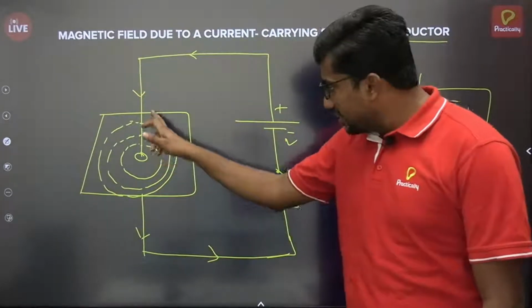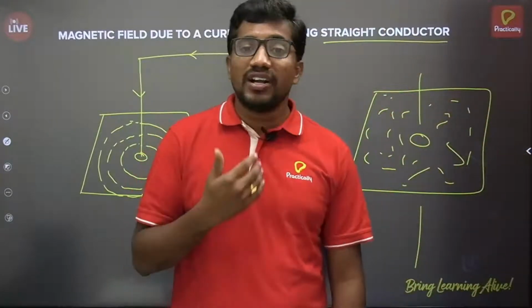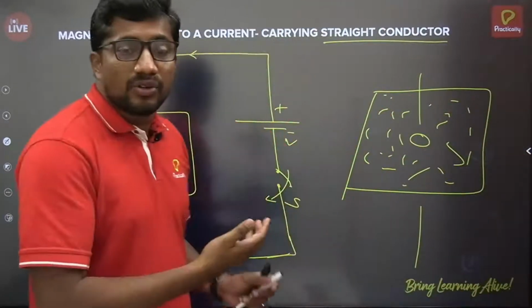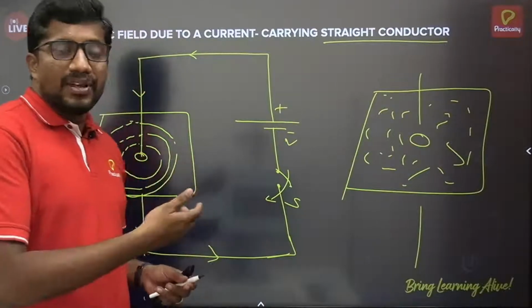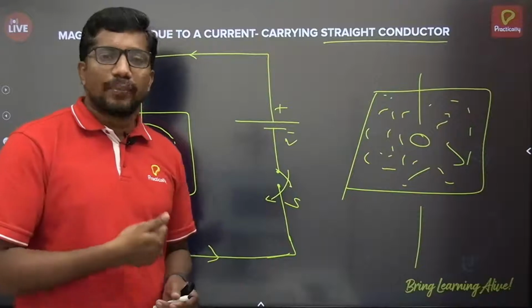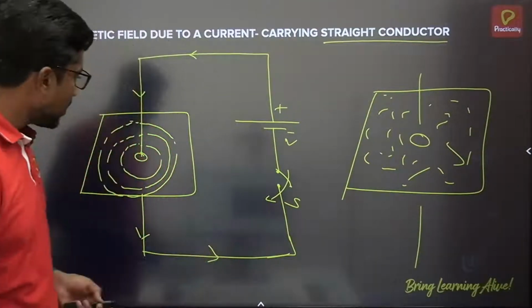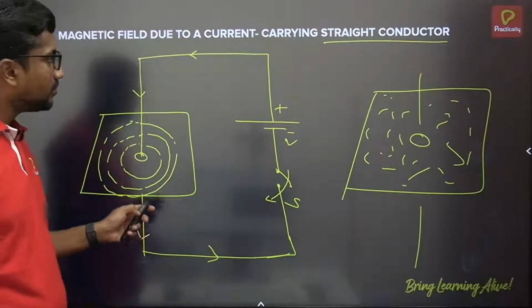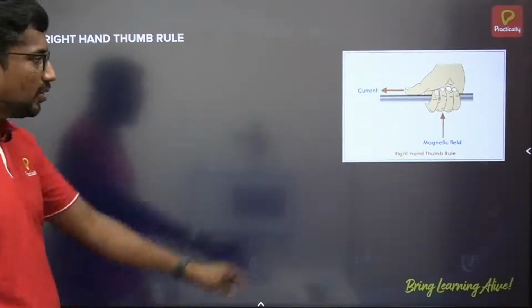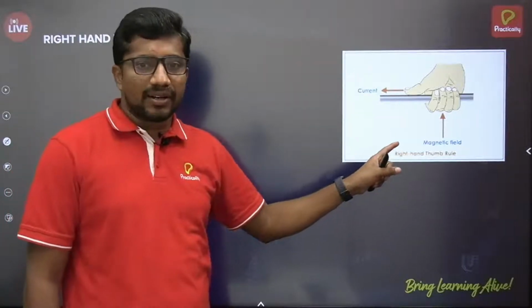Here I did not mark the direction now. First, to mark the field direction here, you have to take the help of the right hand thumb rule, or the grip rule, as we can also call it. Now what is the right hand thumb rule? First let us see, and then I'll come back here again. So this is the right hand thumb rule. You can see the diagram here. Hope you are able to see the diagram very clearly.